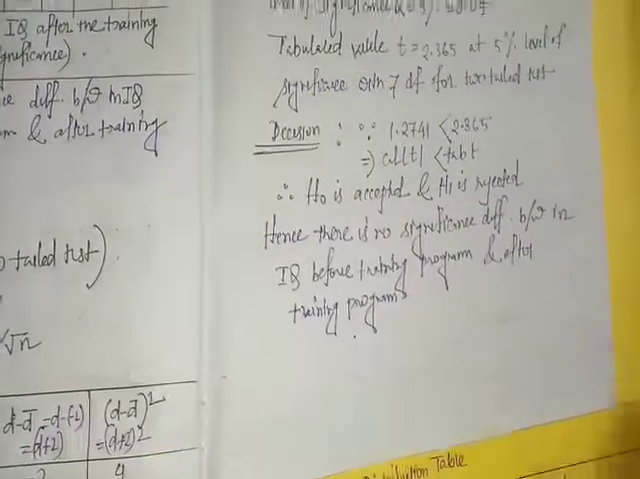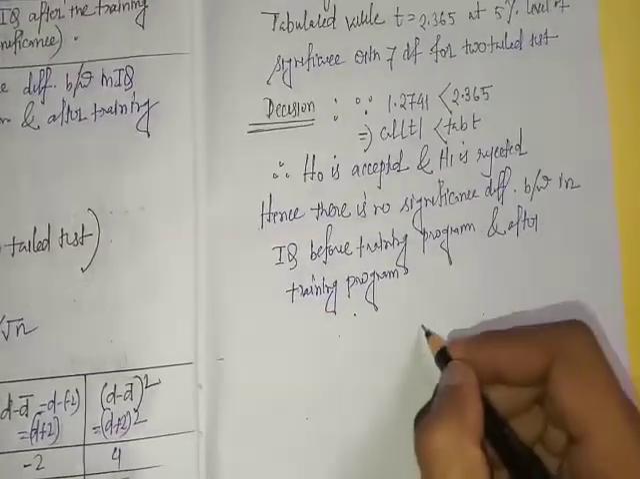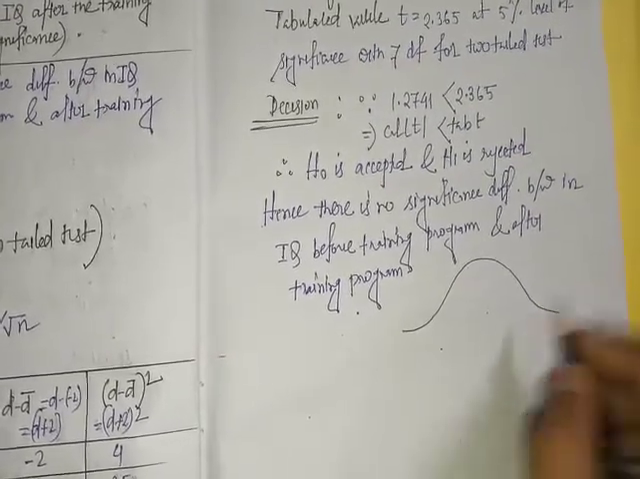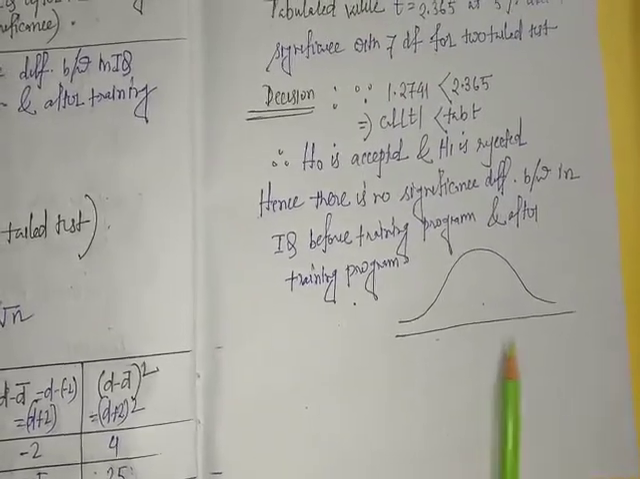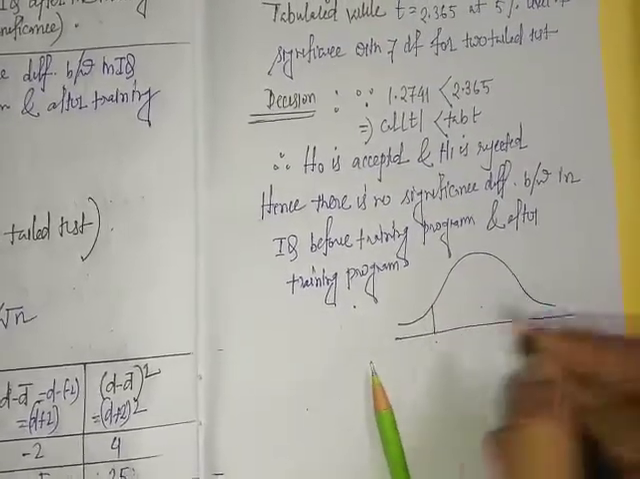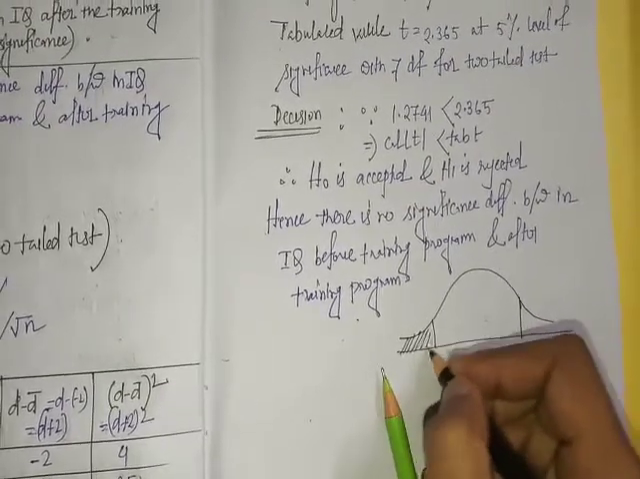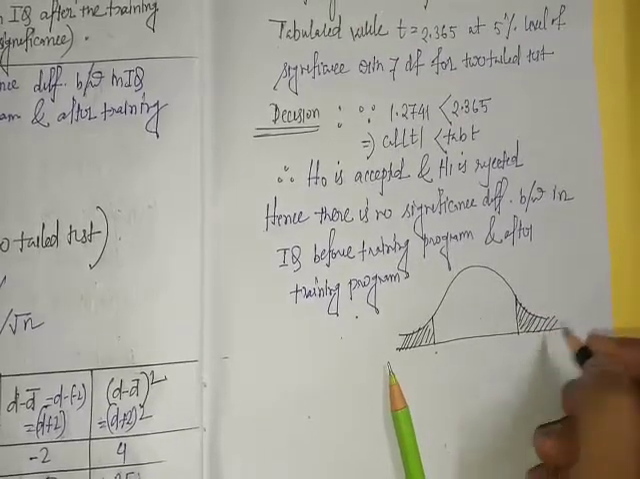Okay, next figure. This is a two-tailed test. So the figure of a two-tailed test is this. So error will occur on both sides. Here the level of significance is 5%. So 0.025 error will occur on the left side and 0.025 error will occur on the right side.